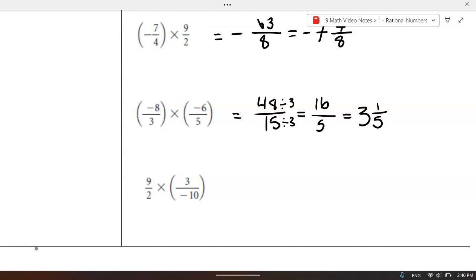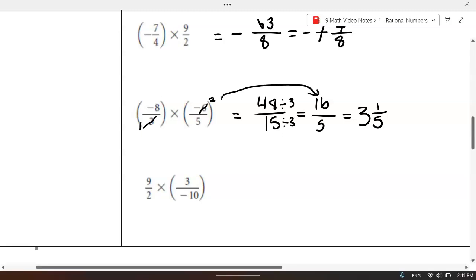So a quicker way to do this is I can cancel. I can cancel anything in the top with anything in the bottom. I say that 3 goes into itself 1 time. 3 goes into 6 2 times. So I can go 8 times negative 2 is 16. So I can bypass this whole step and just go directly to this one, if I do canceling.